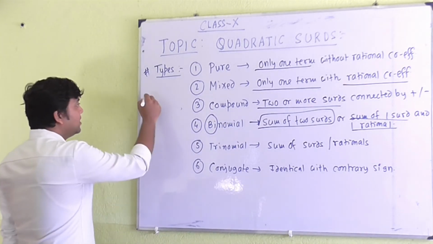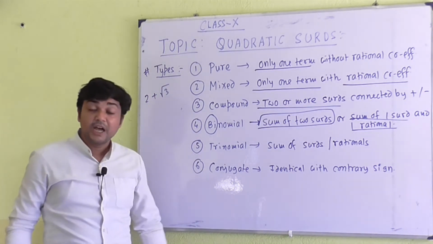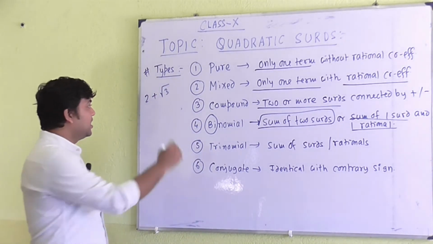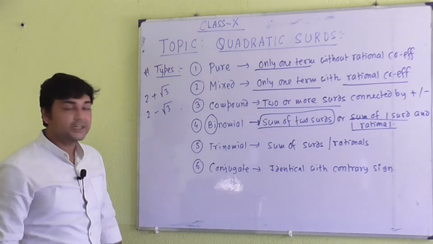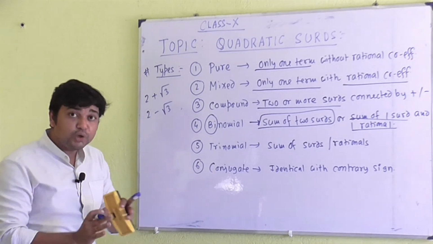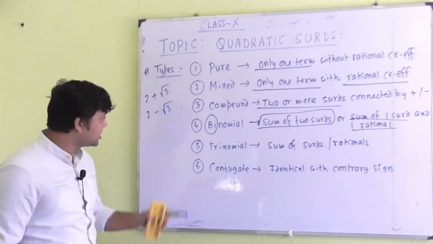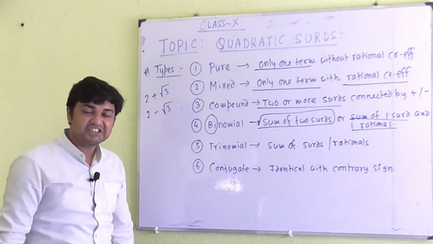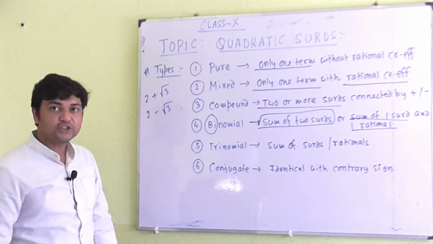That means, suppose 2 plus root 3. It is a surd. Now, what is the conjugate of this surd? Just reversing the sign will give you the concept of conjugate surd. So, 2 plus root 3 and 2 minus root 3 are mutually conjugate surds. We can say 2 plus root 3 is the conjugate surd of 2 minus root 3, and the reverse, 2 minus root 3 is the conjugate surd of 2 plus root 3.